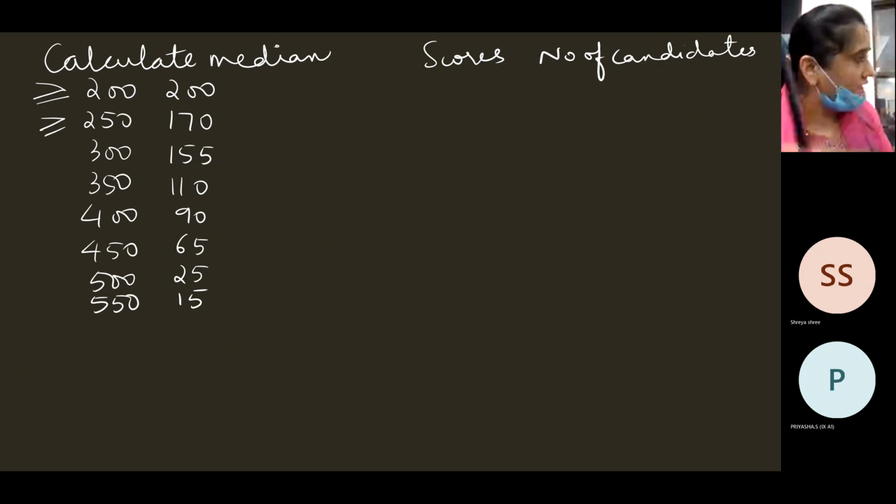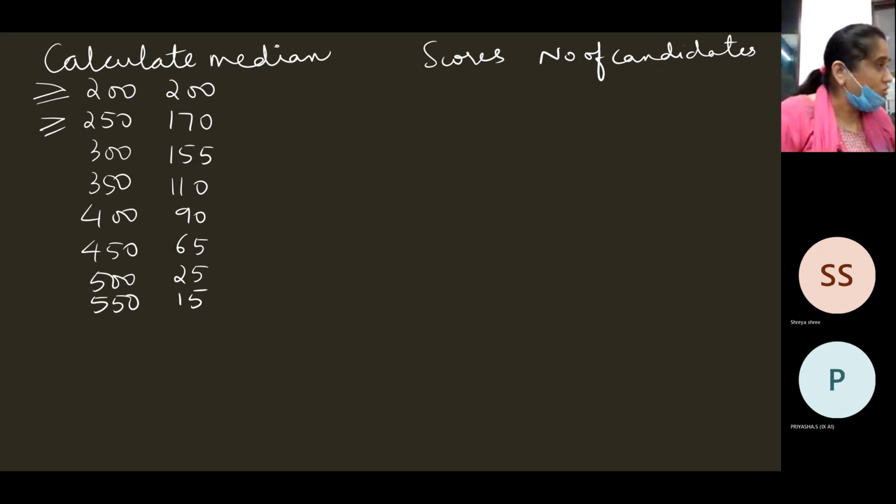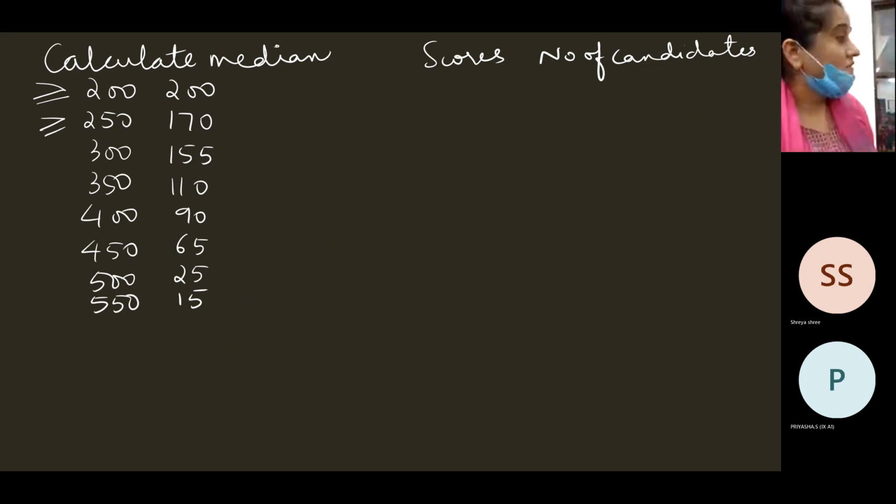Now, this is a more than cumulative frequency distribution. So you'll have to find the corresponding class intervals and frequencies. These are the lower limits. While preparing the class intervals, when it is less than, write the first number as it is and then subtract. When it is more than, start subtracting and write the last number as it is.